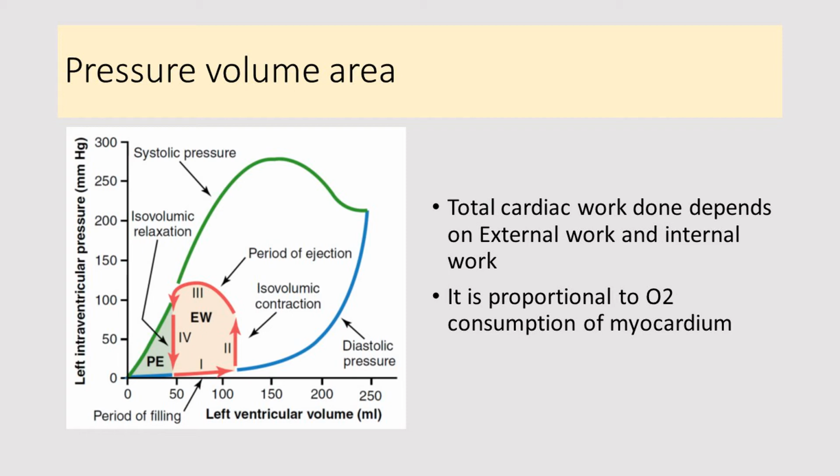Here we can see the internal work, or the PE. It is the triangular area between the systolic pressure, diastolic pressure curve and the isovolumic relaxation phase of the ventricular pressure. So this pressure volume area shows the total work done by the heart and it is directly proportional to the oxygen consumption of the myocardium. Now I will explain ventricular dysfunction and changes in the pressure volume loop.